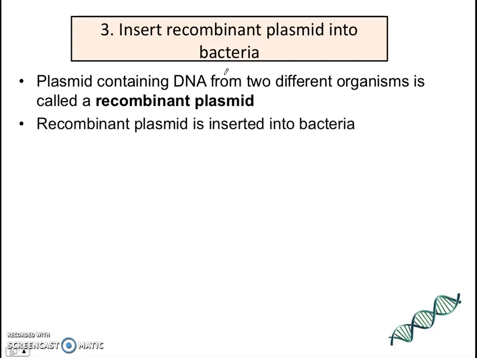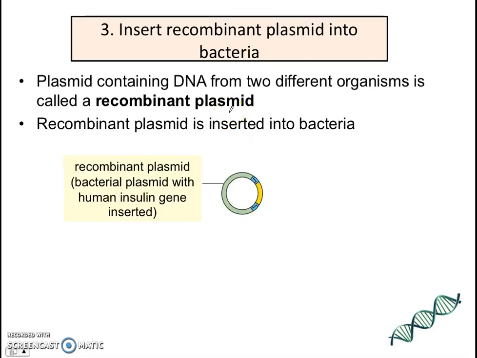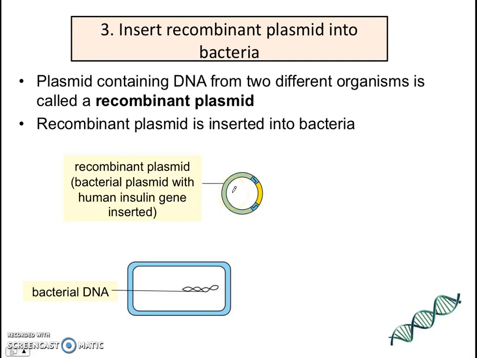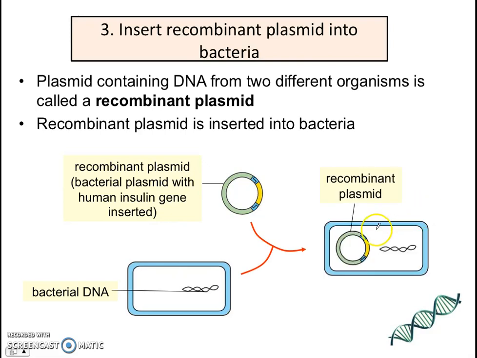And what we do next is take this recombinant plasmid and insert it back into the bacteria. So here's my recombinant plasmid. It's recombinant because it contains the human insulin gene as well as the bacterial DNA. And here is my bacteria, and I'm going to insert that recombinant plasmid back into the bacteria. And as a result, I produce a transgenic bacterium, because it has acquired foreign genes from a different organism, humans, through artificial methods.